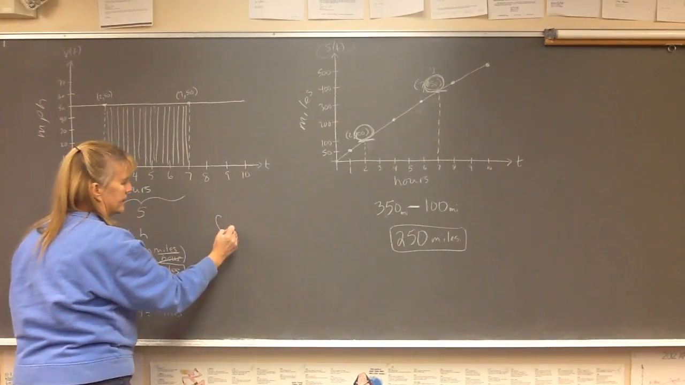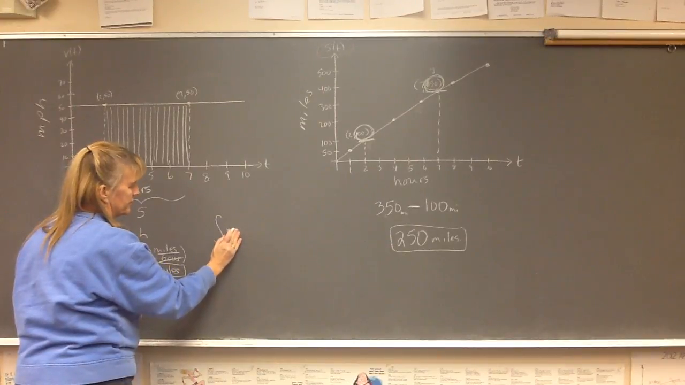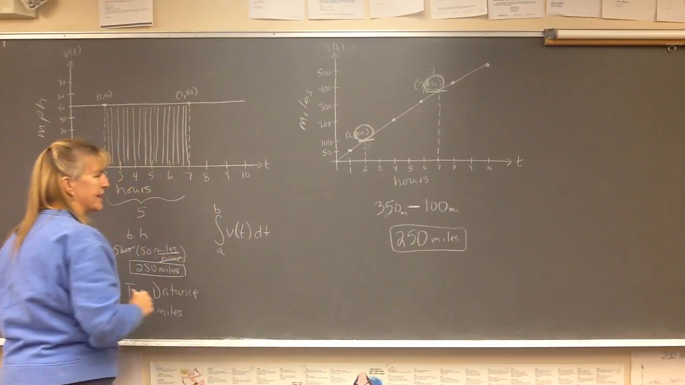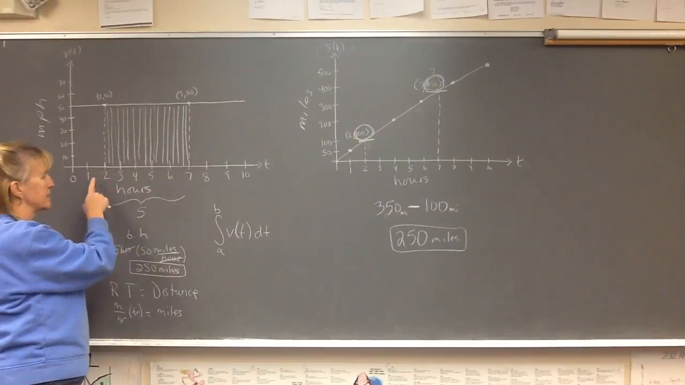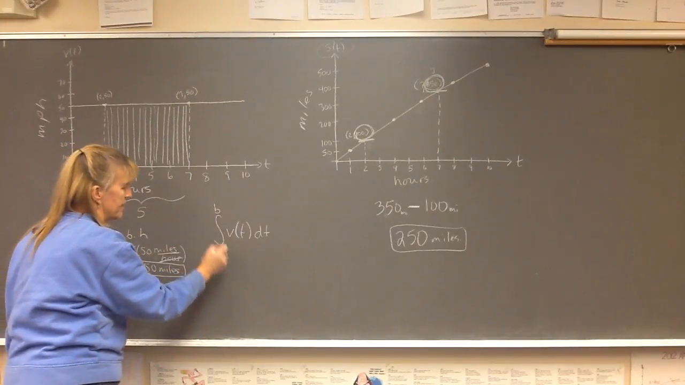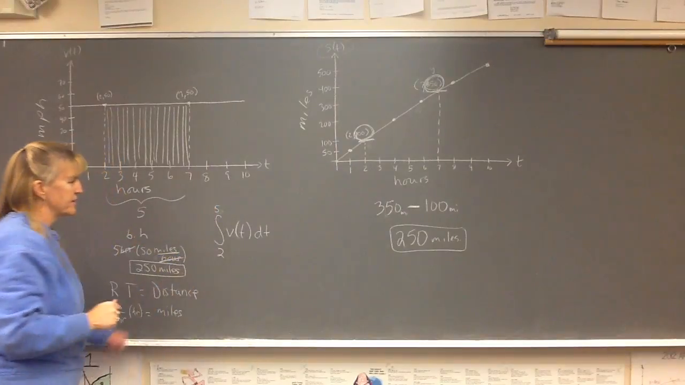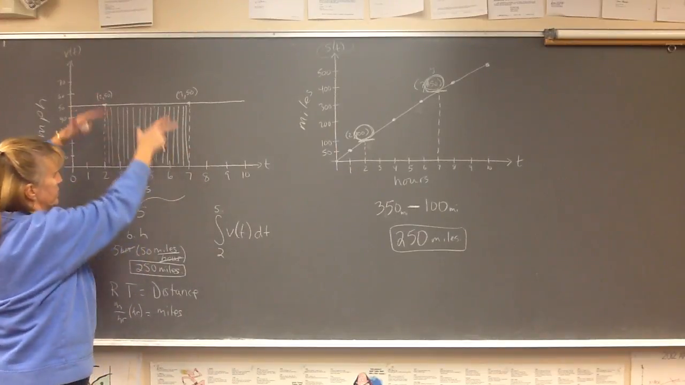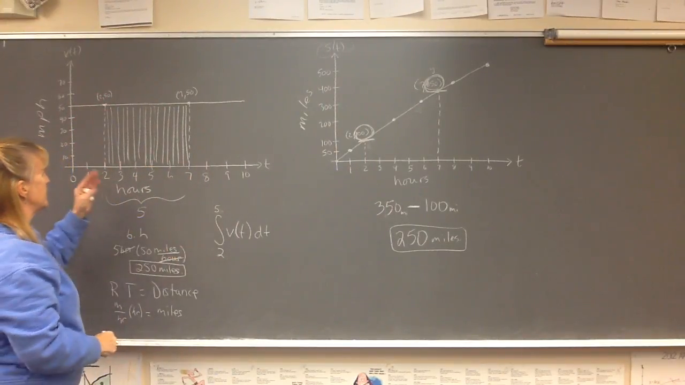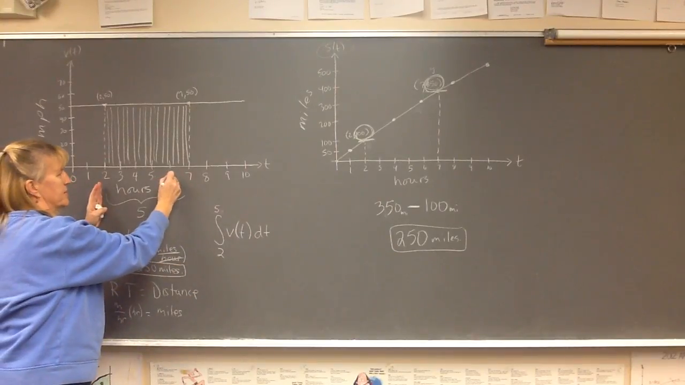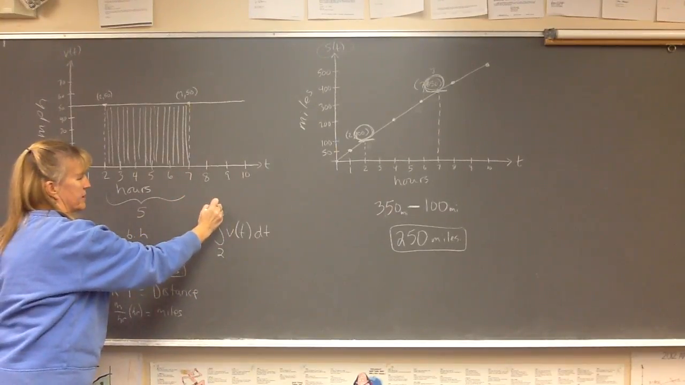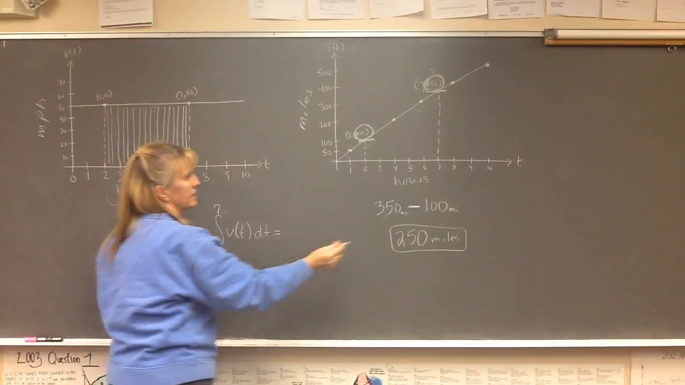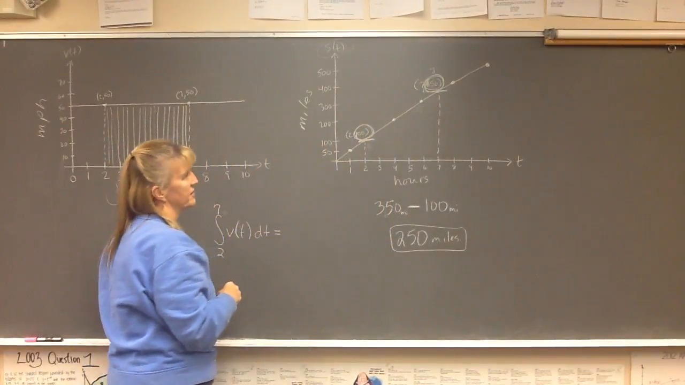When we integrate the velocity function, v of t, with respect to time on an interval from A to B, or in this case, I will say 2 to 7. Now this says, give me the area bounded by the velocity curve and the x-axis on the interval between 2 and 7. I don't know why I wrote 5. And that's going to give me the same thing as this 350 minus this 100.